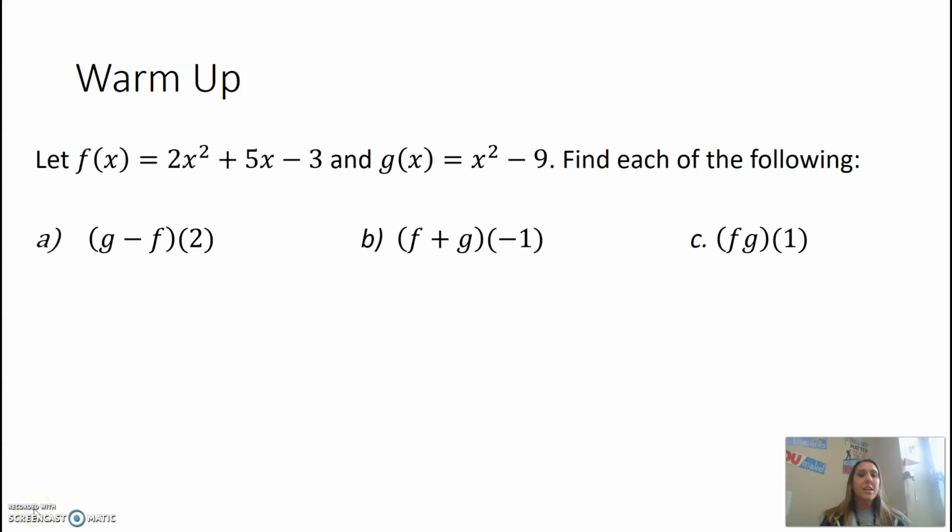Hello functions. Today we started with this warm-up. So I would like you to go ahead and hit pause, and I would like you to try this warm-up. This is based on the learning that we've done in the last couple days with new input. So please do that. Okay, so we are going to go through this pretty quickly.